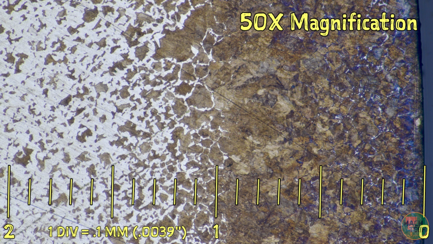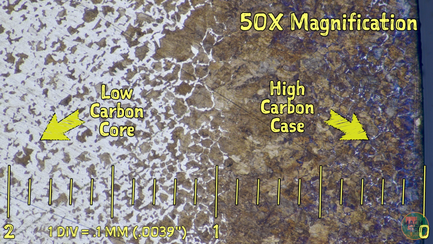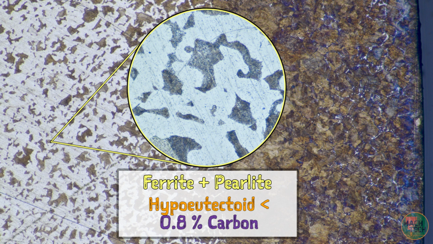This image is really densely packed with information. The edge of the material is on the right-hand side. This is where the case is. On the left side of the image is where the core of the material is. Notice that in the core, we see a lot of white with a few splotches of brown. The white is the ferrite. It doesn't really look like anything special under the microscope. The brown, however, is pearlite.